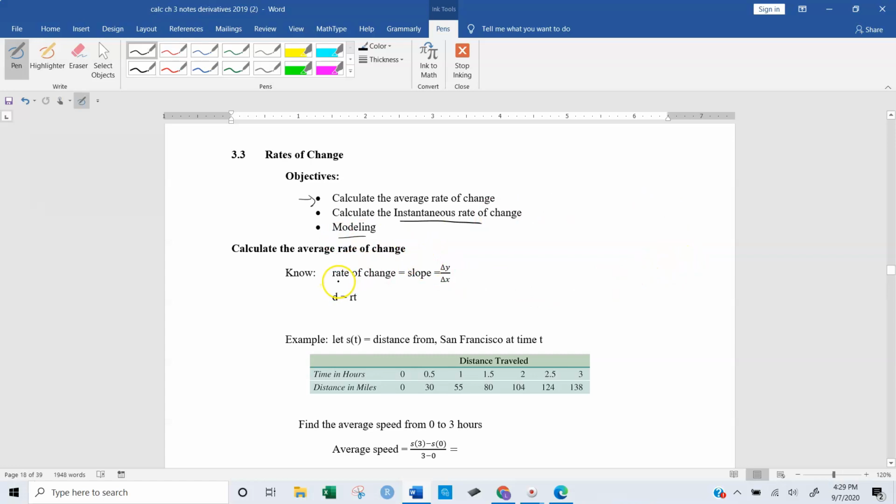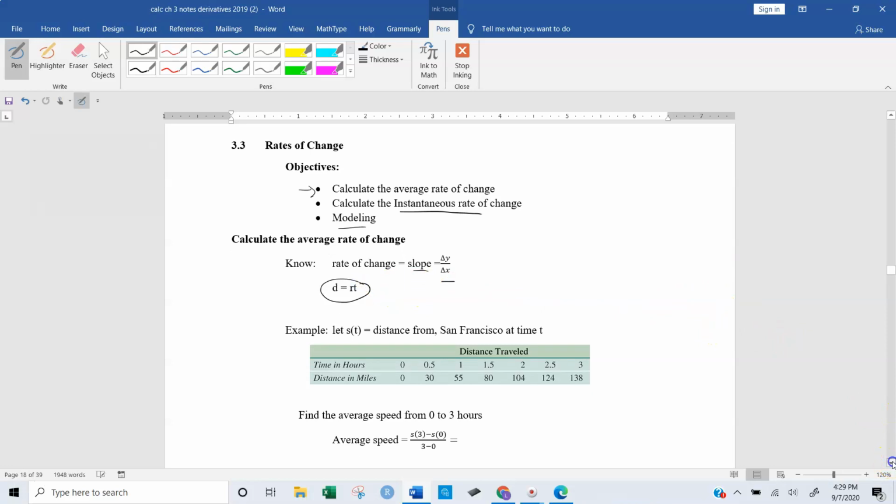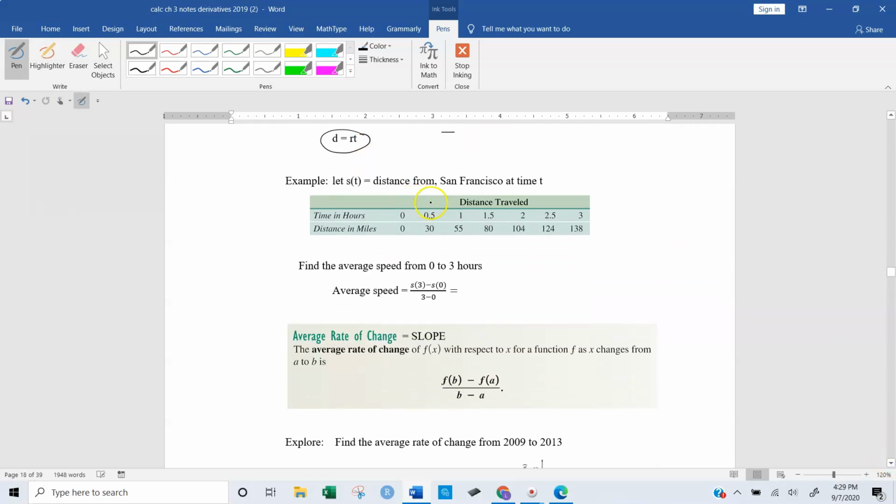Okay, you remember rate of change means slope, which is change in y over change in x. The other formula you kind of got to remember is distance equals rate times time. That's just a reminder. All right, we know the distance from San Francisco at time t. So how far away are we? So this is our hour. So we're at 0 hours where distance is 0 miles. We haven't gone anywhere.